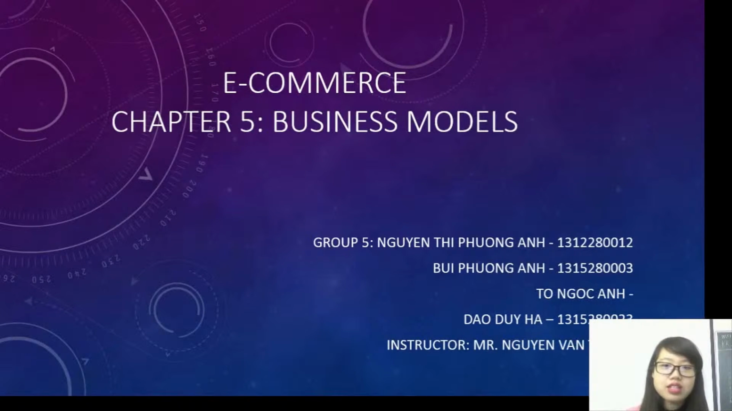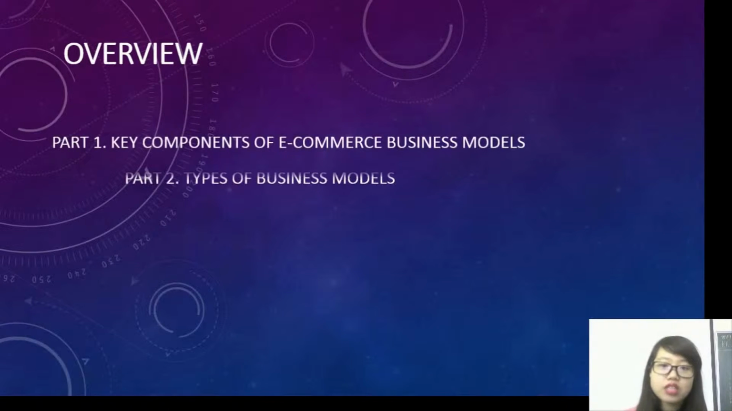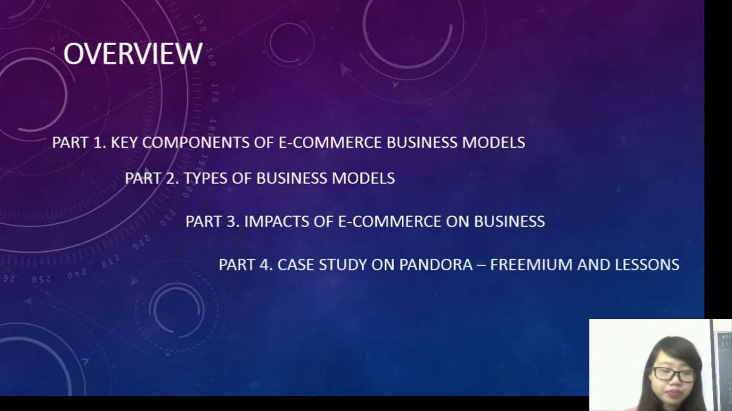In this chapter, we'd like to tell you about the objectives first, which is to describe the major B2C business models, B2B business models, and also understand key business concepts and strategies applicable to e-commerce. In our presentation, we would like to divide it into 4 main parts. The first part is the key components of e-commerce business models. The second part is types of business models. The third part is impacts of e-commerce on business. And the final one is a case study on Pandora, freemium and lessons. Now let's move to the first part.